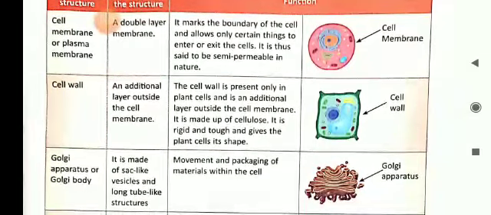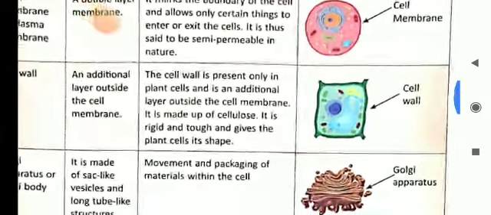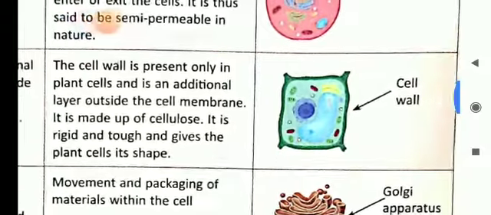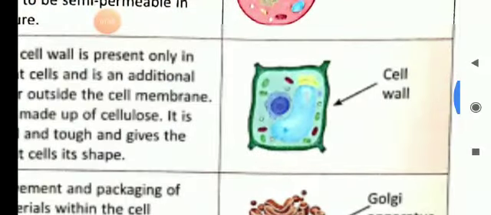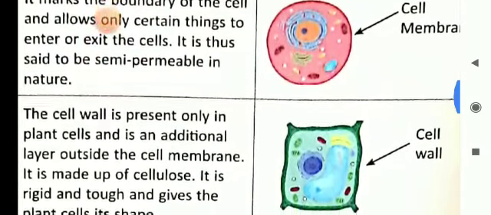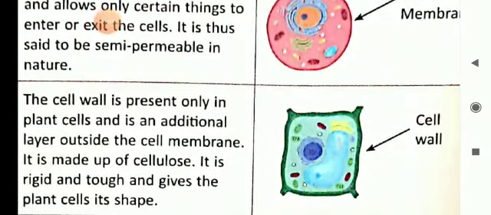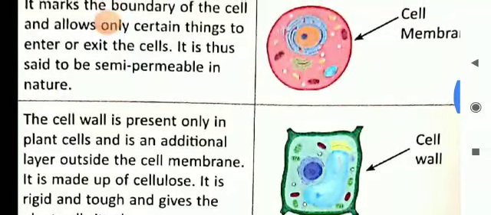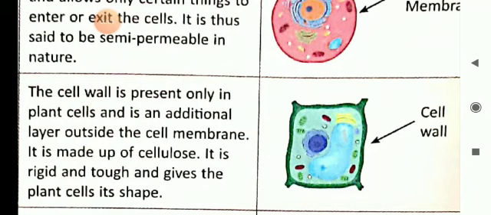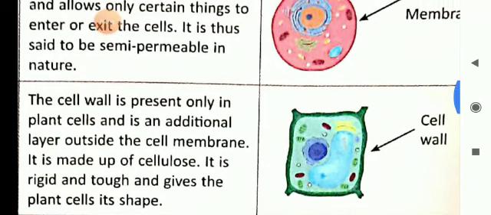Second is cell wall. Cell wall is an additional layer outside the cell membrane which is present only in the plant cell. You can see here in plant cell, after cell membrane there is one more cover which is known as cell wall, and it is made up of cellulose. It is rigid and tough and gives the plant cell its shape.